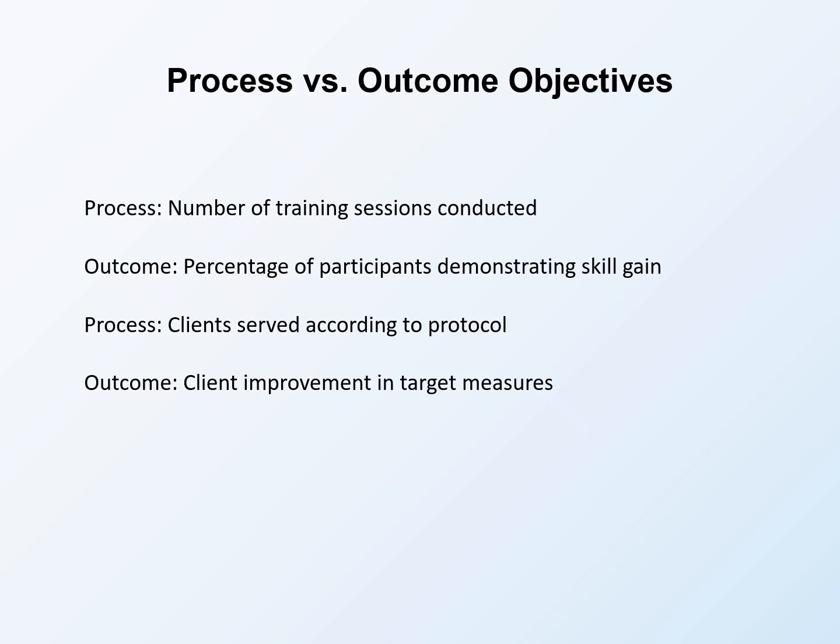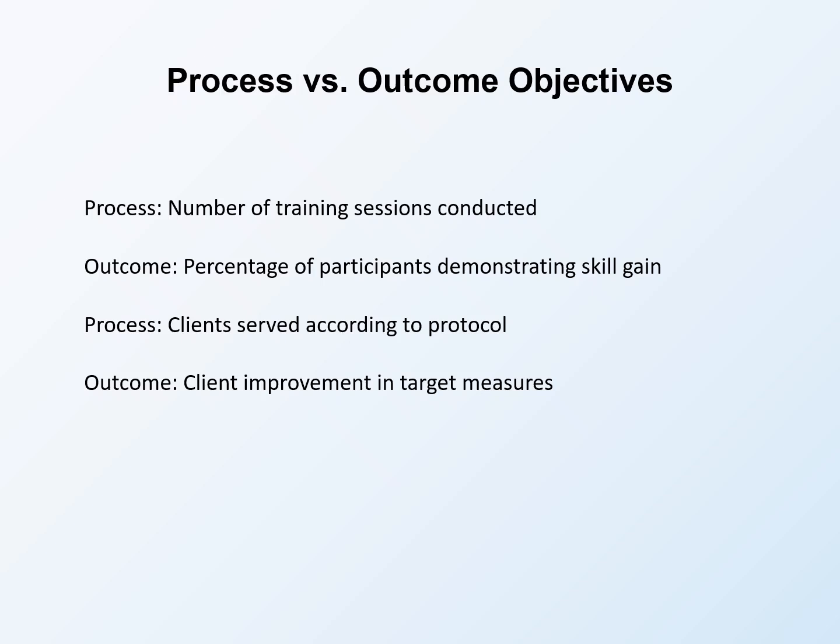A process objective might be number of training sessions conducted. This measures what you did. You count sessions. Success means delivering planned sessions. A corresponding outcome objective might be percentage of participants demonstrating skill gain. This measures what changed. You assess skills. Success means participants improved.